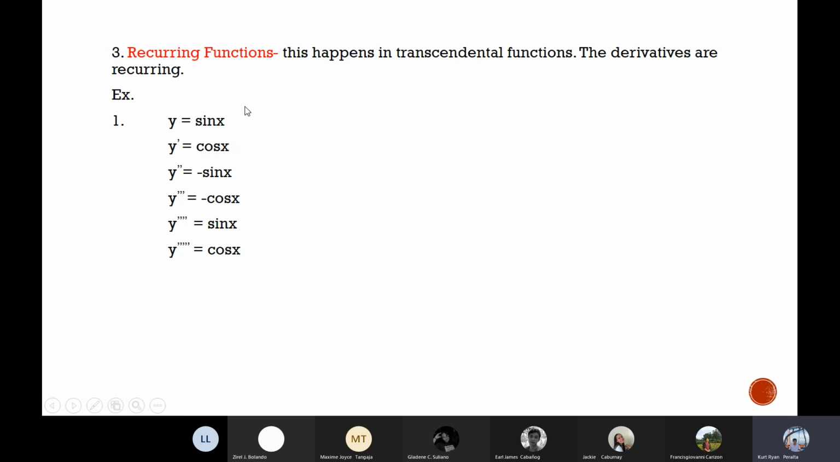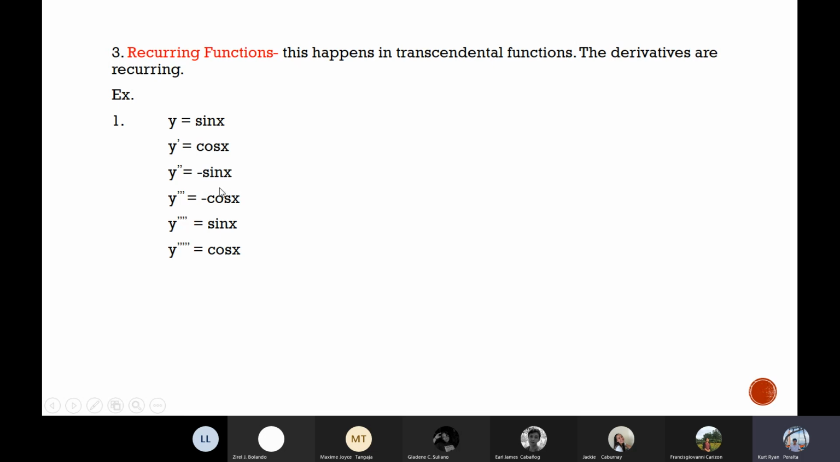So for example, y is equal to sine x. We know the rule that the derivative of sine is cosine, from the differentiation rules of trigonometric functions. So the derivative of sine x is cosine x. Then the derivative of cosine is negative sine. So the first derivative of sine x is cosine x, and then the second derivative is negative sine x. And we can take out this negative.